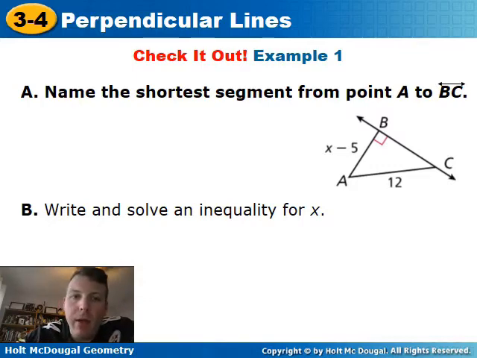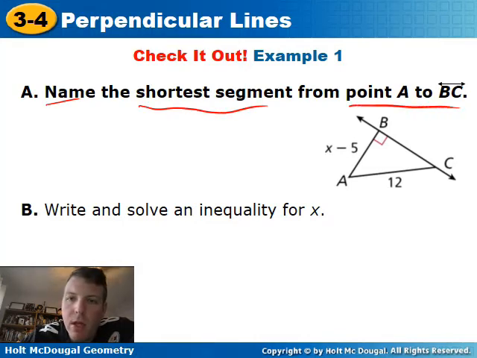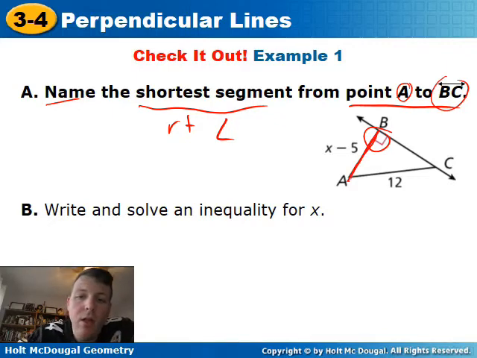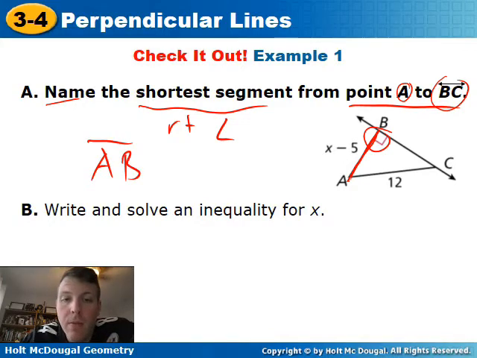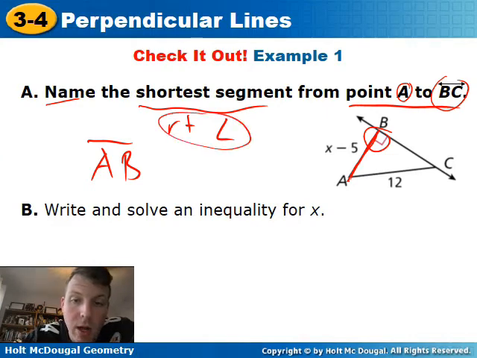Okay, so we're going to name the shortest segment from point A to BC. That means we're looking for the right angle. You can see the right angle's right here. Shortest segment means right angle, perpendicular. We're going from point A to line BC, so that has to be this segment right here. So my shortest distance is segment AB. Can't forget it. You have to understand that the shortest distance from a point to a line has to be this right angle.